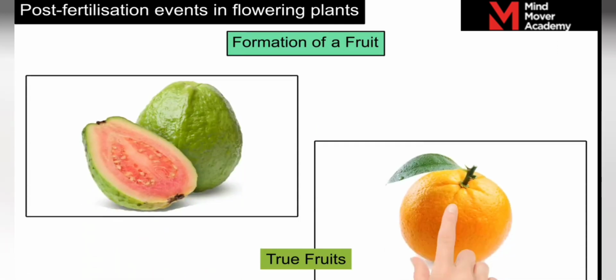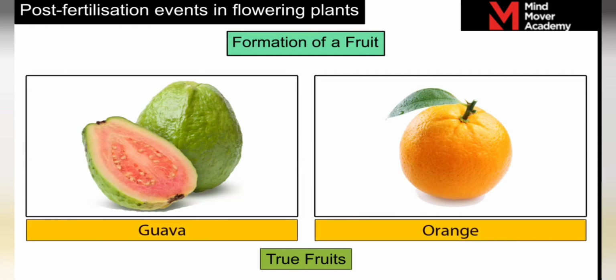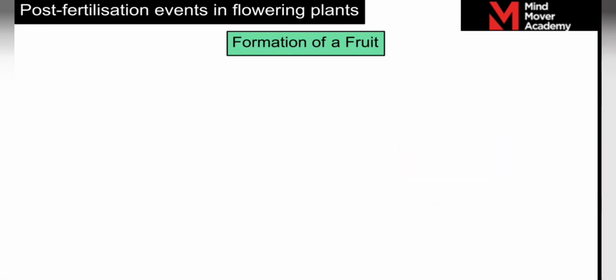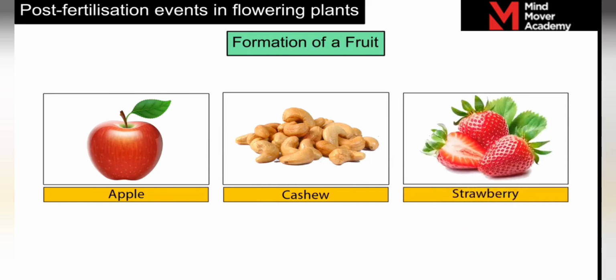What about other fruits? Well, they grow from the ovary only, and so they are called true fruits, such as guava, orange, etc. Some fruits like apples, cashew, and strawberry develop from the thalamus. Since they do not develop from the ovary, these fruits are called false fruits.